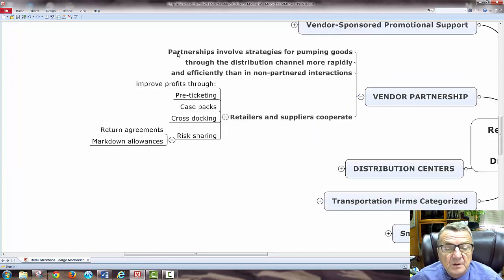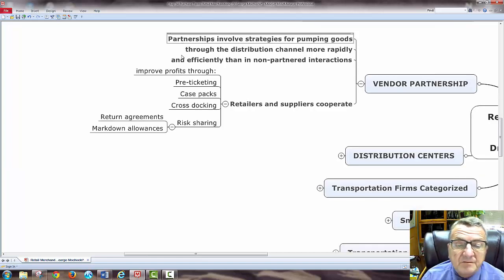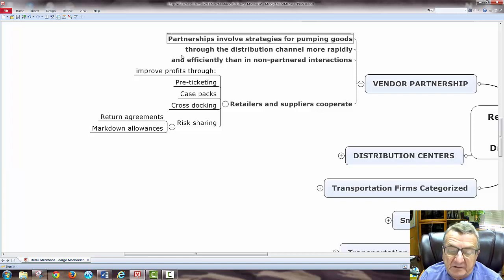Okay, vendor partnership. Partnerships involve strategies for pumping goods through the distribution. Look at it as a manufacturer, how to get everything through the system channel more rapidly. The faster I get it out of my inventory, the faster I get to the customer, the faster they pay, the faster they receive it, the faster I could get my payment and improve my cash flow. Everything else that is critical in business that we're covering in the last chapters here.